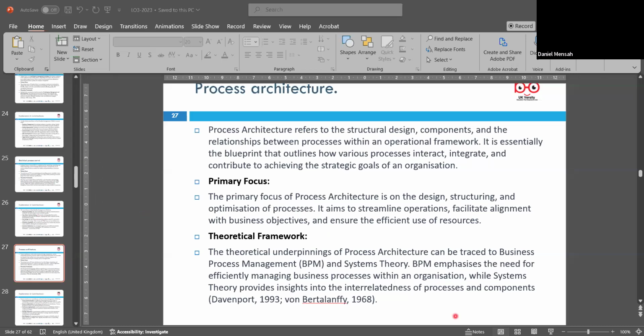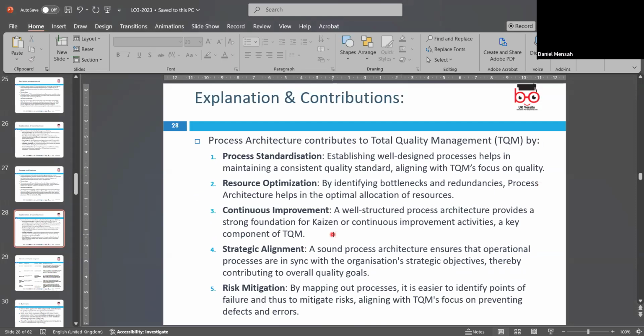So now there is the explanation of process architecture. If we utilize process architecture in an organization, what kind of benefit will it bring? I already explained the strategic advantage: when you are designing processes, you need to ensure they align with the organization's objective, which leads toward gaining strategic alignment. Okay.